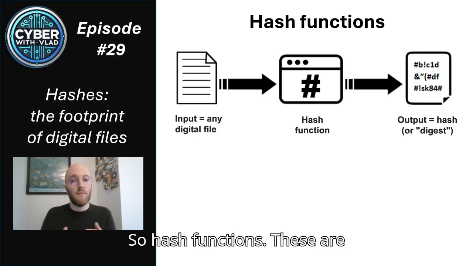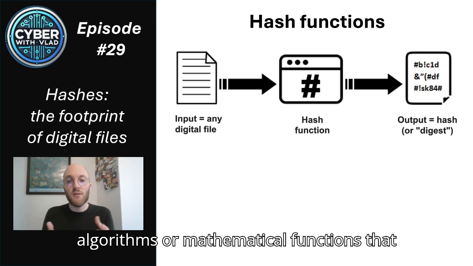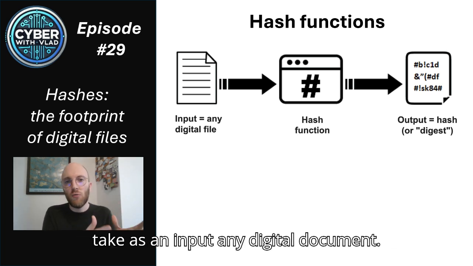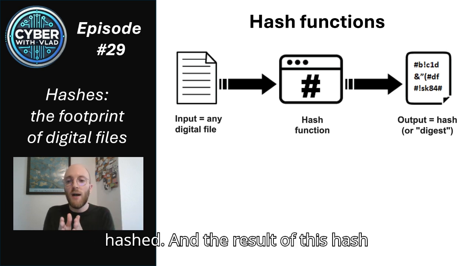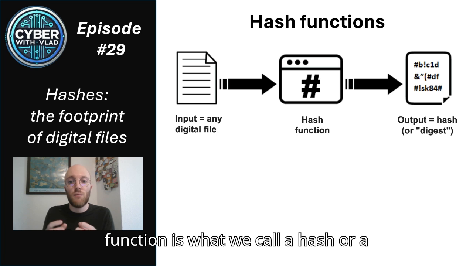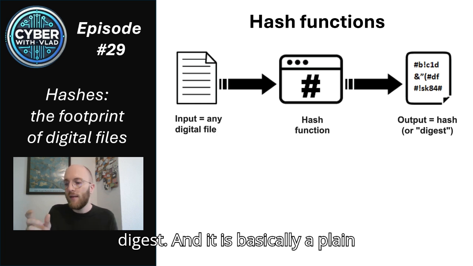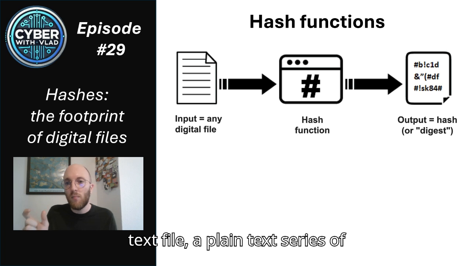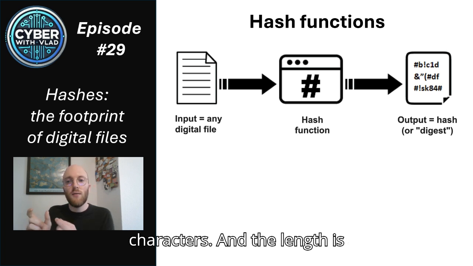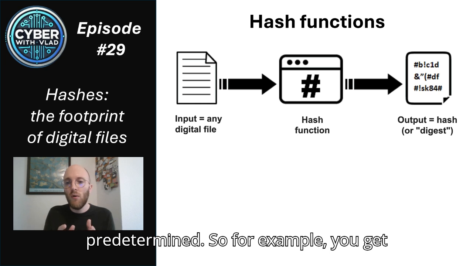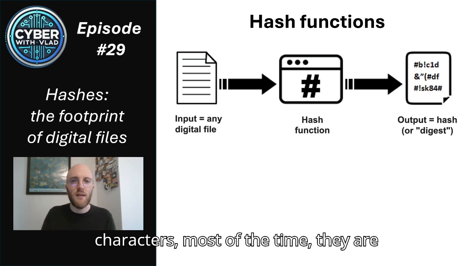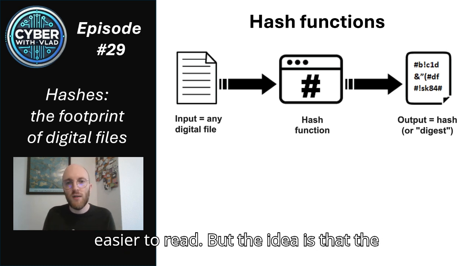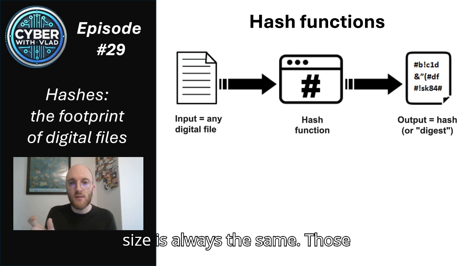So, hash functions, these are algorithms or mathematical functions that take as an input any digital document. So, it can be a plain text document, it can be an image, a video, sound, web pages, anything you want can be hashed. And the result of this hash function is what we call a hash or a digest. And it is basically a plain text series of characters, and the length is predetermined. So, for example, you get 40 characters of text. Those characters, most of the time, are expressed in hexadecimal because it's easier to read, but the idea is that the size is always the same.